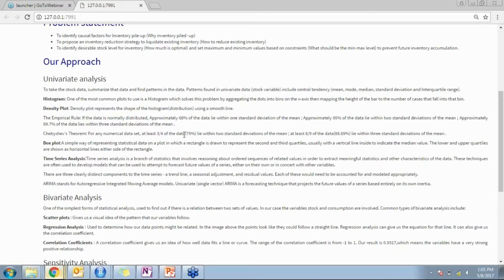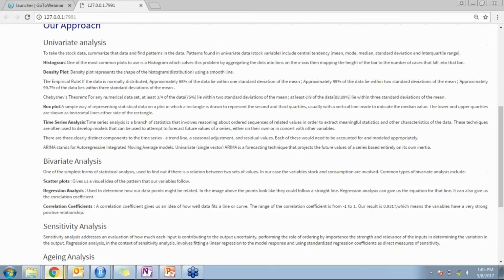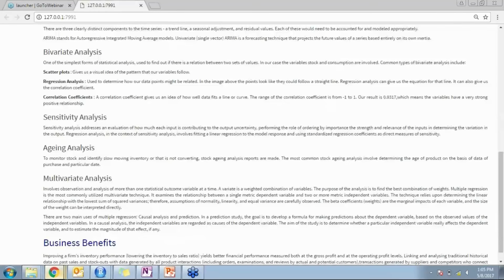Once the time series analysis or the univariate analysis is carried out, we move to bivariate analysis. Bivariate analysis is very helpful in identifying a single independent factor, that is, a factor which is influencing our dependent variable here, which is inventory piling up.